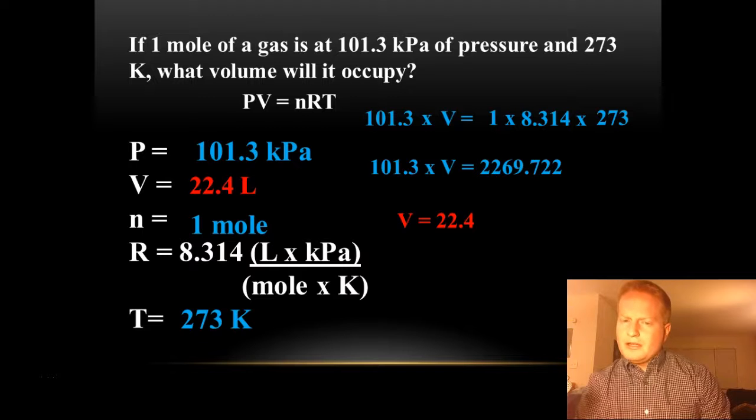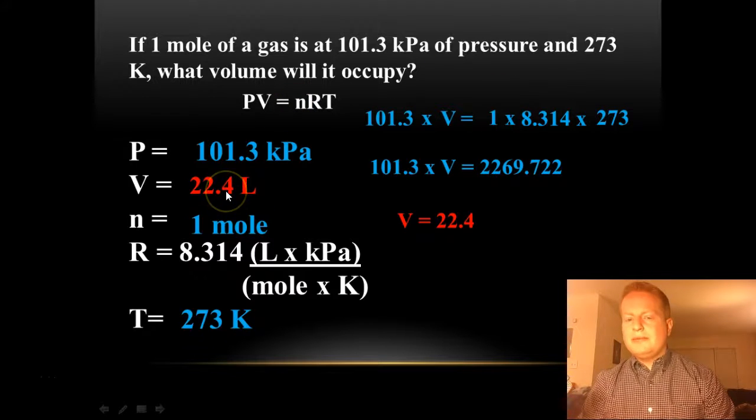That sounds awfully familiar, right? 22.4, where have I seen that? Oh, that's right. 1 mole of a gas at STP occupies 22.4 liters. Let's see. Well, in our problem, we're at 101.3 kPa. That's the standard pressure. And we're at 273 Kelvin. That's the standard temperature. So we're at STP. So we've just proven, using the ideal gas law, that this is the volume occupied by 1 mole of a gas under those conditions. So the gas law works, essentially. That's why we use it.